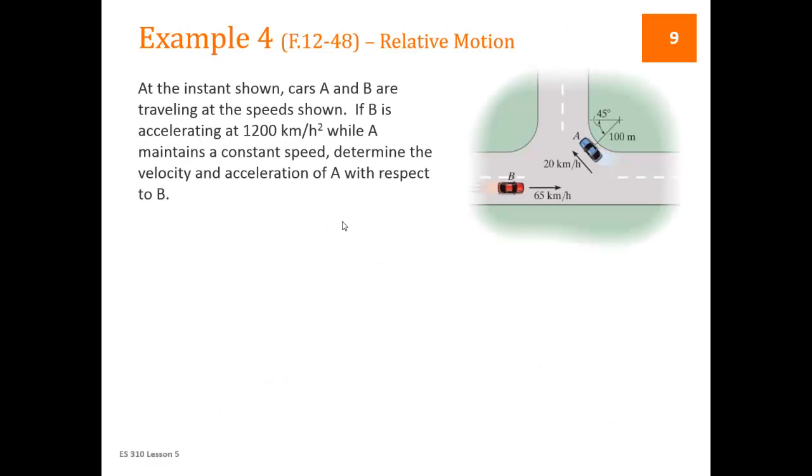So let's take an example of this. We've got one car that's turning the corner and one car that's going straight. So those are our two cars. We're told that car B is accelerating and car A is not accelerating. It's got a constant speed. It is accelerating because it's going around a corner. Remember from last lesson, the acceleration of a car that is making a curve has two parts, in normal tangential coordinate systems.